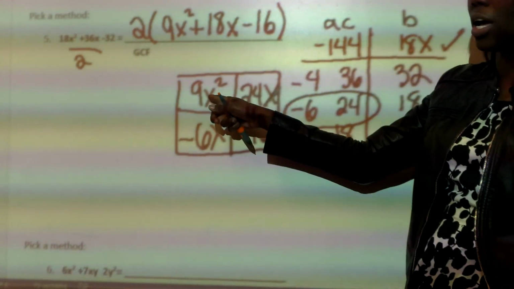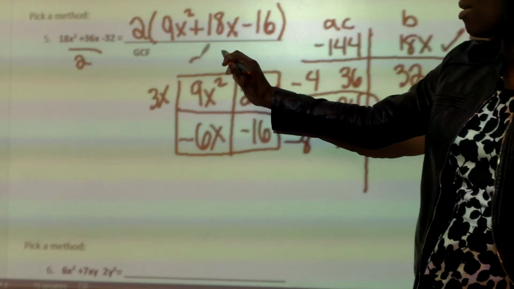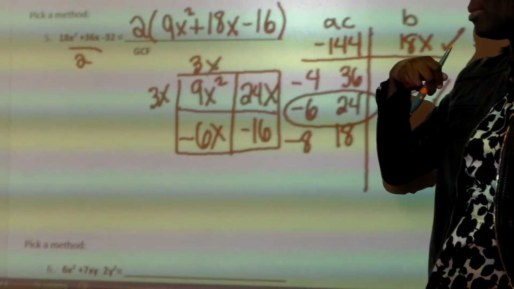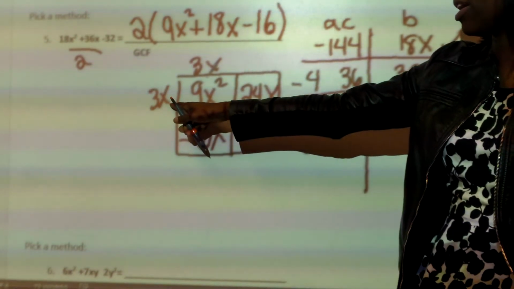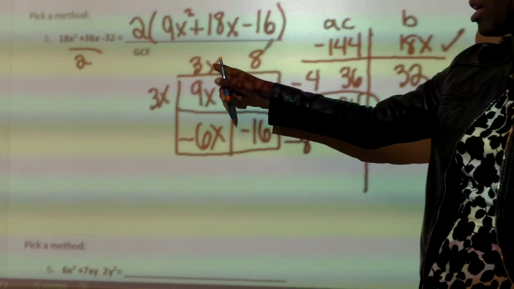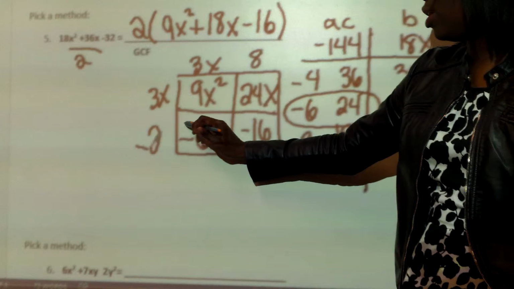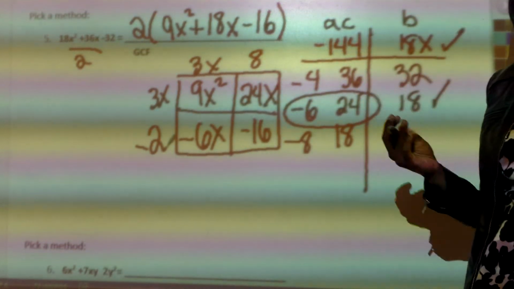So which factors of 9x squared do you want to use first? 3x and 3x. Okay, so 3x times 3x will get us 9x squared, right? What's 24x divided by 3x? 8. And then negative 6 goes into 3 how many times? A negative 2. And so this one ends up working out.